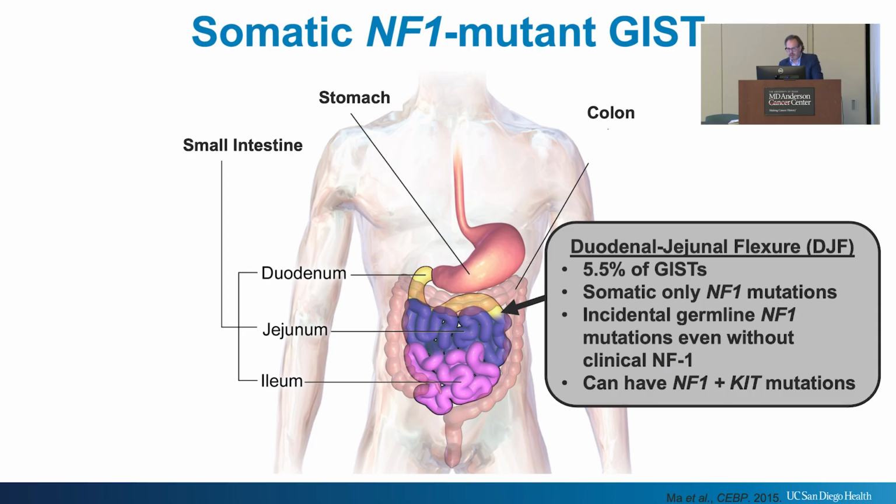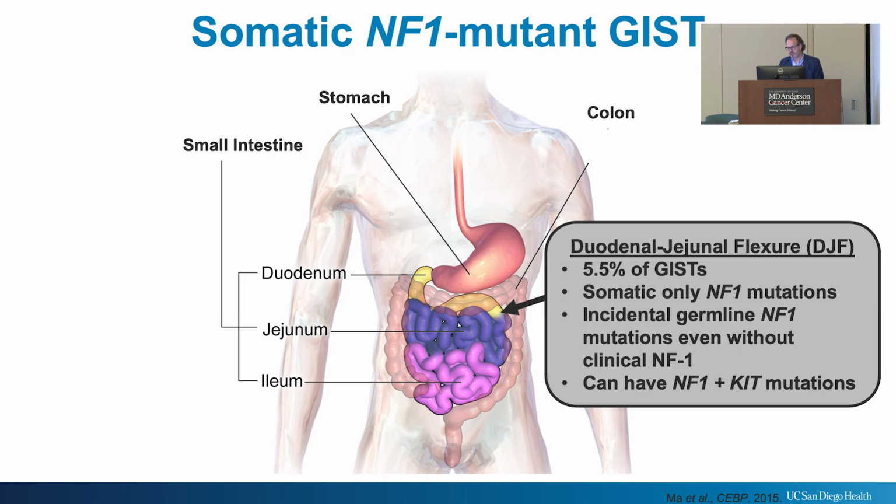And we went on to describe in further detail the biology of these and to try to figure out how we predict which of these patients is going to have an NF1 mutant GIST. What we discovered is that about 5% of GISTs occur at this area, which we call the duodenal jejunal flexure, the transition from, as you've heard, esophagus, stomach. Duodenum is the first portion of the small intestine, and then the jejunum is the next portion.